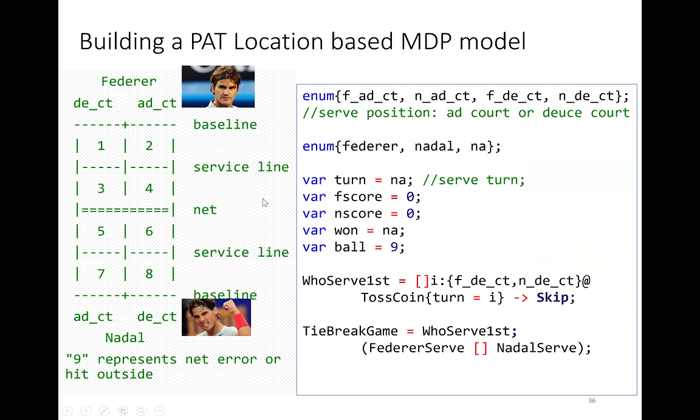In fact, it works for any right-hand player against a left-hand player. Initially, we have some variables to capture the common state. Whose turn to serve? We don't know. Nadal initially 0, Federer 0. Who won? We don't know, because that's what we want to predict, so the winner is initially equal to 0. Then who does the serve is a non-deterministic choice. You toss a coin and decide who's going to serve first, so it will be either Federer serves or Nadal serves.